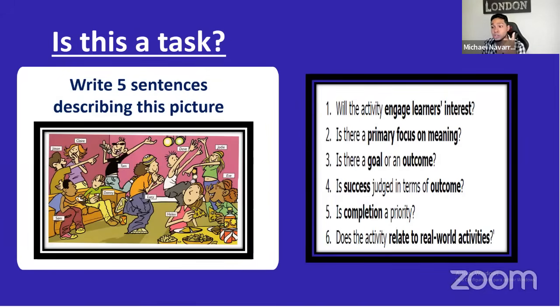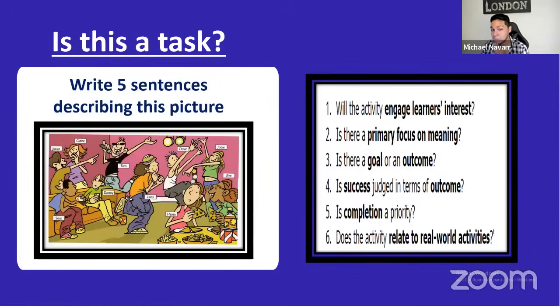Will the activity engage learners' interest? Is there a primary focus on meaning? Is there a goal or an outcome? Is success judged in terms of outcome? Is completion a priority? Does the activity relate to real-world activities? So, this is it. Write 5 sentences describing this picture. What do you think about this? Is this an example of a task? Let me know in the comment section, please, with yes or no.